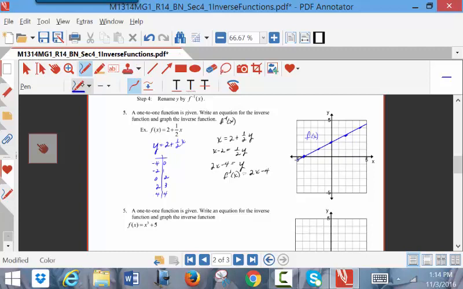So now for my inverse function, I should just be able to switch all those tabled values. So my inverse function should be going through the points (0, -4), (1, -2), (2, 0), (3, 2), and (4, 4). That should be my inverse function's points. Let's see if this works. (0, -4) is here. (1, -2). (2, 0). (3, 2). And (4, 4).